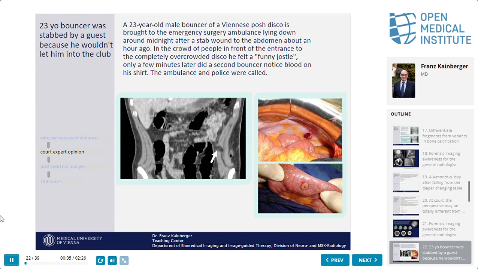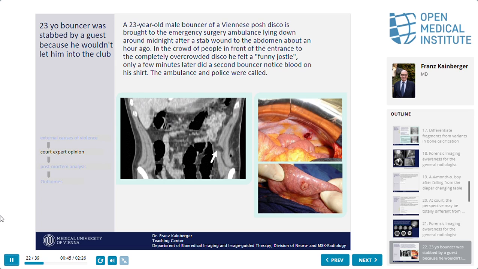Now we move on to the second part of this presentation, after the normal causes, the external causes of violence that we have to be aware of. The second topic of indications is that the court needs expert opinion. And this here is a case of a 23-year-old male bouncer of a Viennese posh disco. He was brought to the emergency surgery ambulance, lying down around midnight after a stab wound to the abdomen about an hour ago.